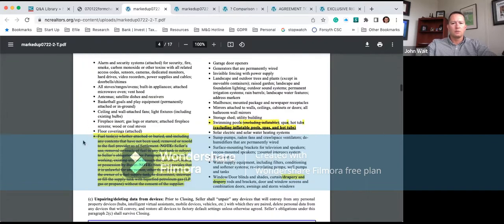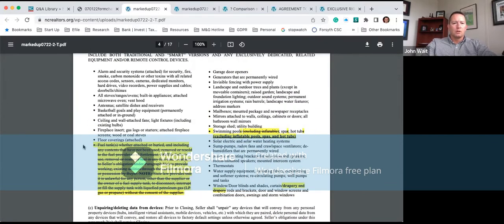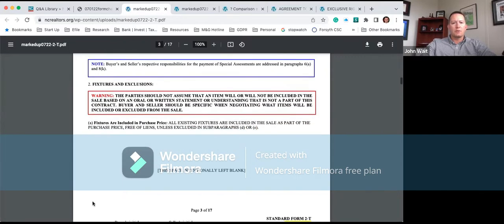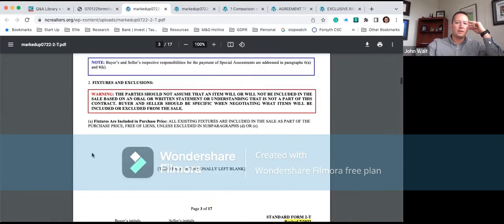Okay, moving on down. Fuel tanks have been taken out of the fixtures paragraph. Fixtures paragraph is paragraph 2, and it starts on page 3 and goes into page 4. A lot of people forget about this section right here, actually, and I'll highlight it. All fixtures are included in the transaction, regardless of whether they are specified in this bulleted list or not.